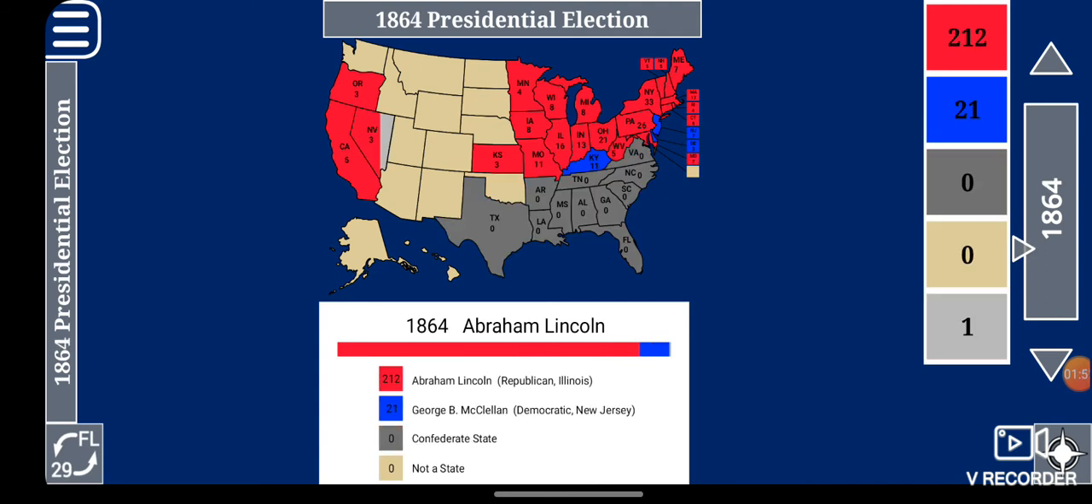So it's 1864. There's only a Democrat. There's not Southern Democrats, there's Northern Democrats that want peace. And there's also Confederate states. The states that are in dark gray are Confederate states.